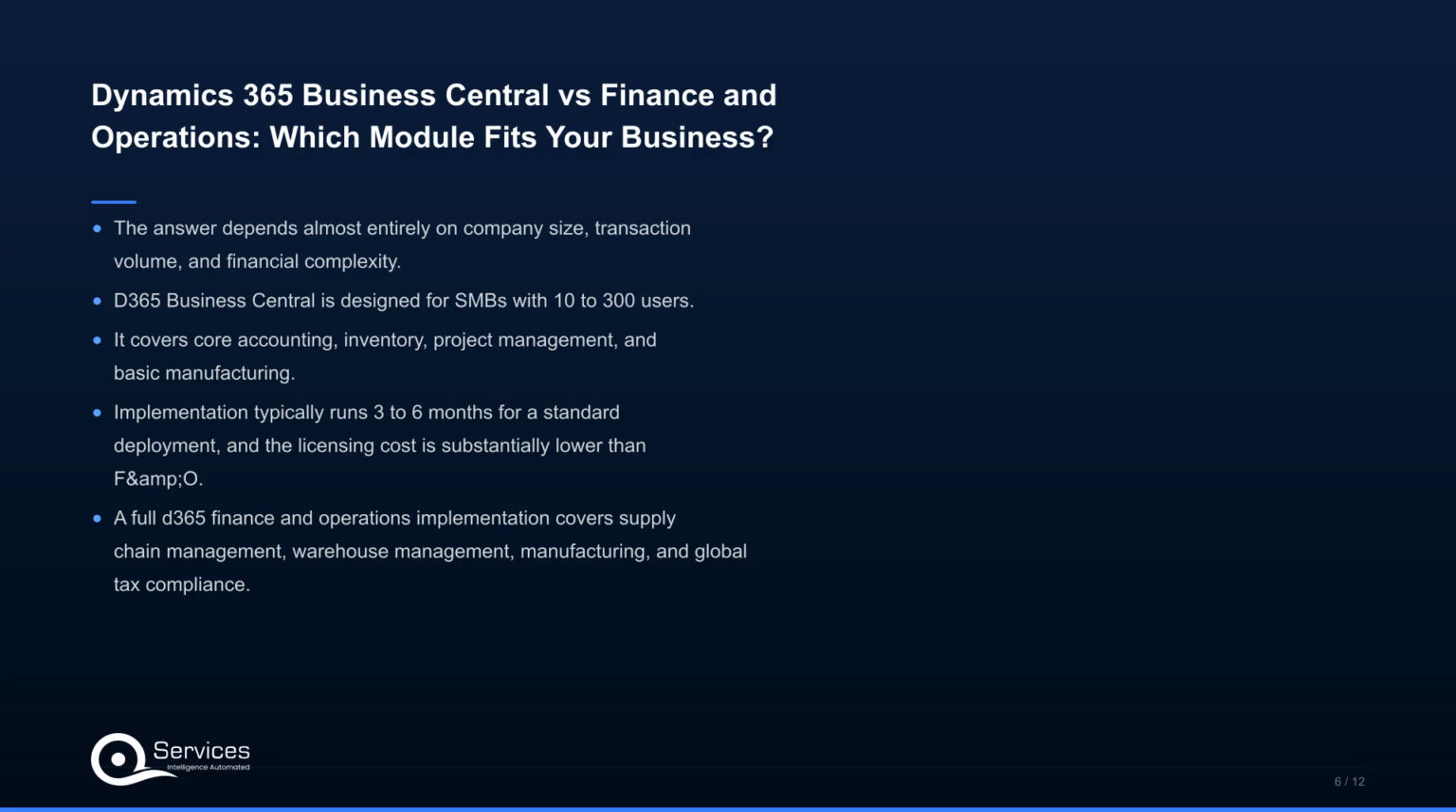Implementation typically runs 3 to 6 months for a standard deployment, and the licensing cost is substantially lower than F&O. D365 Finance and Operations targets enterprises with 300 plus users and complex financial operations across multiple legal entities, currencies, and regulatory jurisdictions. A full D365 Finance and Operations implementation covers supply chain management, warehouse management, manufacturing, and global tax compliance. Timelines typically run 9 to 18 months for large organizations.